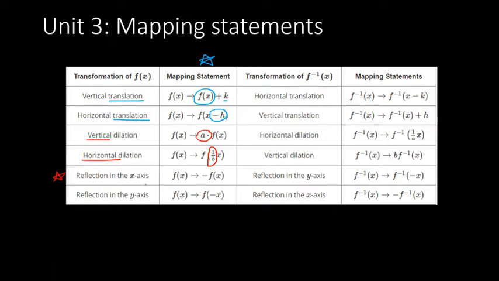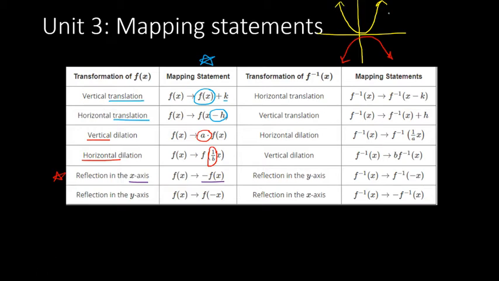So reflection, I've got a reflection on the x-axis. Notice that the mapping statement has the negative sign on the outside happening to y. The reason that we have that negative sign on the outside happening to y is this. Imagine that I'm reflecting a parabola across the x-axis. If I reflect across x, what changed in my parabola? Did I change the x values or did I change the y values? I changed the y values.